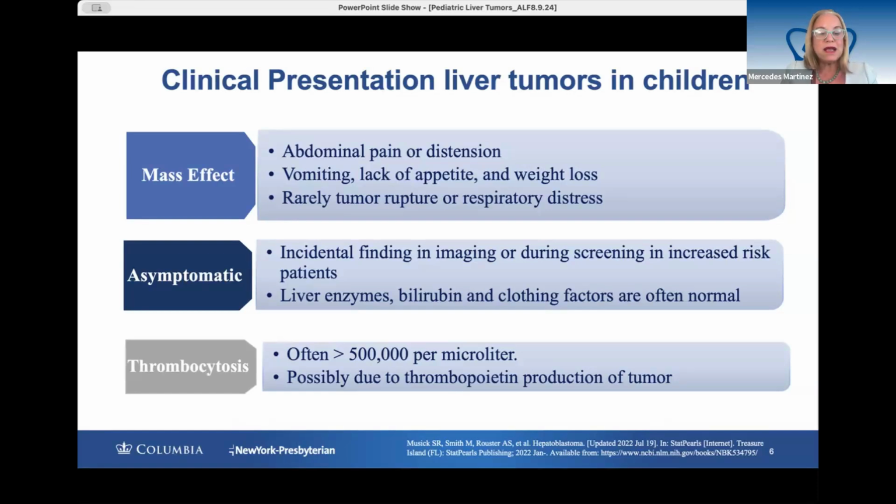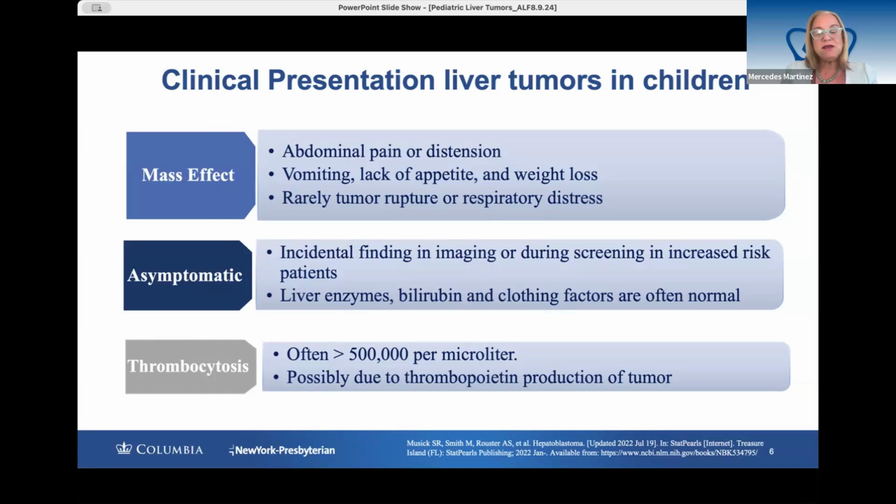They may have vomiting, lack of appetite, or weight loss. And very rarely, this tumor may rupture, which is a very dramatic presentation. Sometimes also the tumor is so big that the patient has difficulty breathing, and they have something called respiratory distress, even requiring some respiratory support.